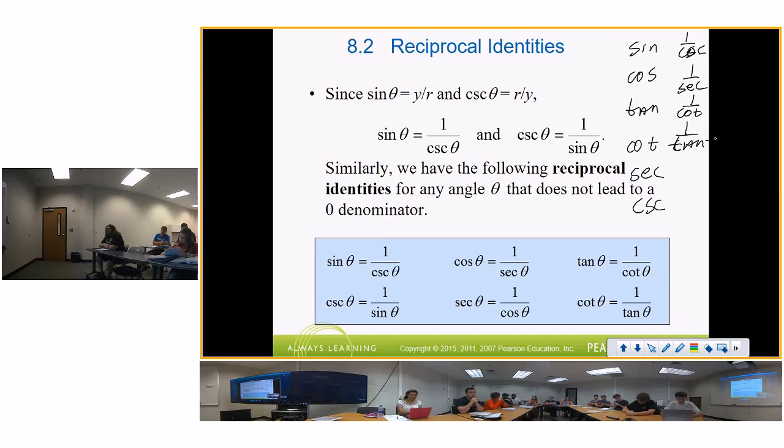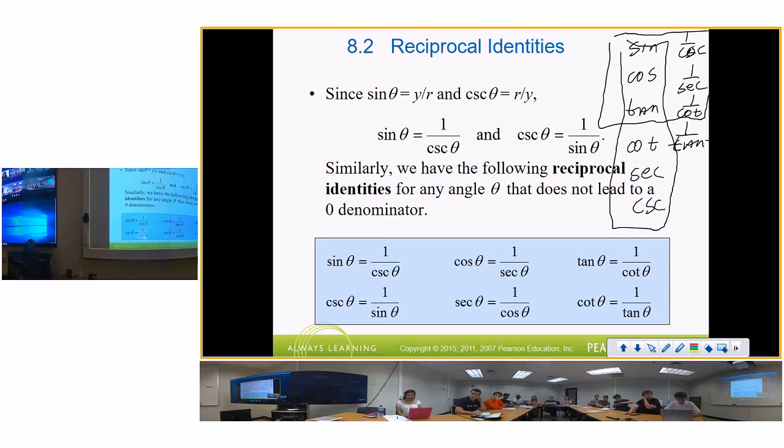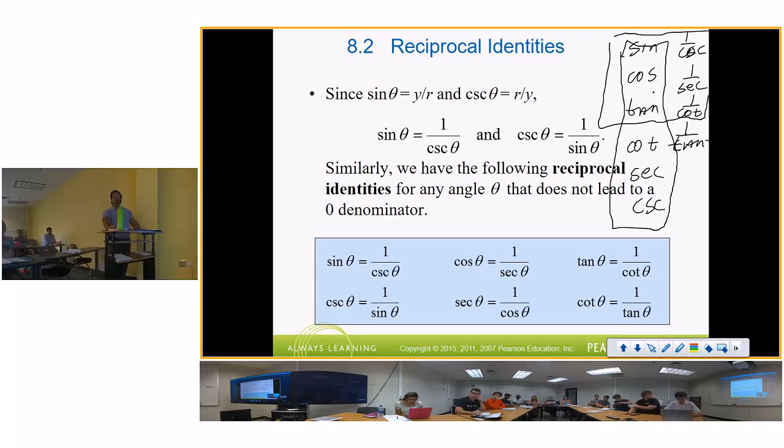So make sure you understand those identities and the relationship between each other. The reciprocal of the sine is cosecant, so the reciprocal identity would be 1 over the cosecant. Okay? Again, all you have to memorize is that right there, and if you know this, then you can do the reciprocal for the first 3, and the reciprocal for the first 3 is the reciprocal of the last 3.